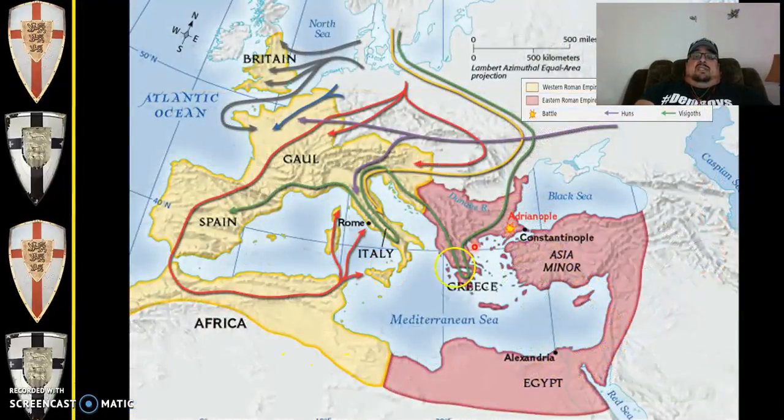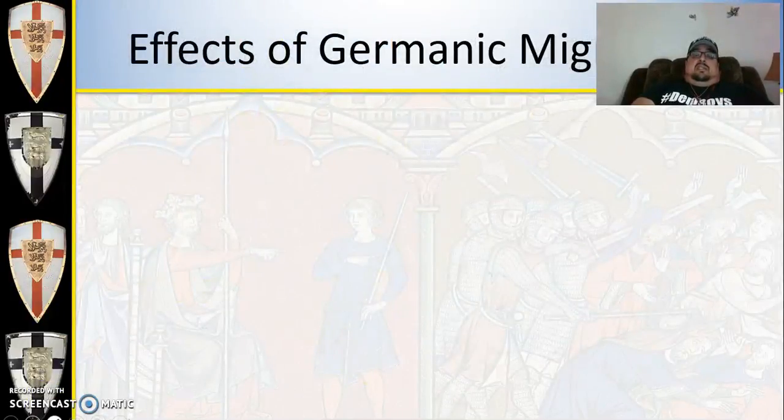Okay. As you can see, all the different migrations of everybody, Western, Eastern, so the Western Roman Empire here, Eastern Roman Empire here. There's some battles with the Huns, the Visigoths. Underneath me, all these different lines represent all the different people that contributed to the fall of Rome. You can see most of the arrows kind of coincide with Rome. Just to give you guys an idea.